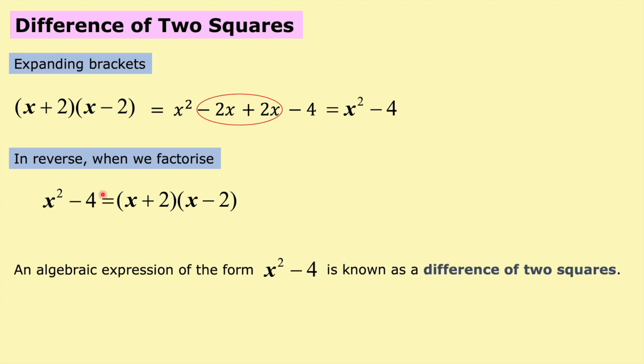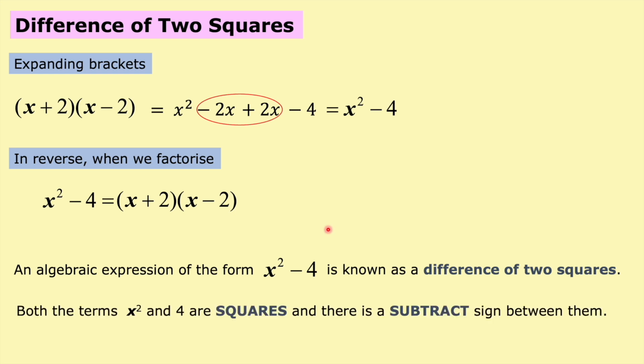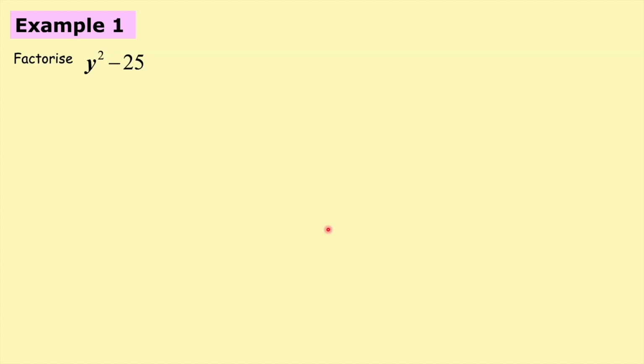So an algebraic expression of this form, a difference, and then these two terms need to be square numbers or square terms, is known as a difference of two squares, where both the terms, in this example x squared and 4, are squares, and there is a subtract in the middle. Okay, let's work through some examples.